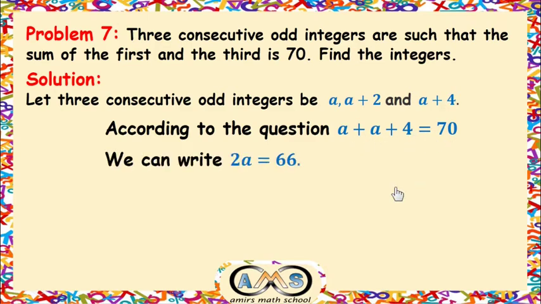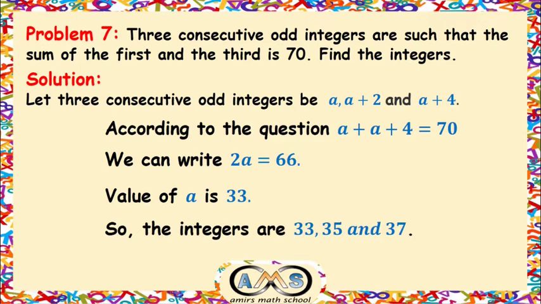So we can write 2a equal to 66 and the value of a is 33. So the integers are 33 and 33 plus 2, that is 35, and 35 plus 2, that is 37. So the required three consecutive odd integers are 33, 35 and 37.